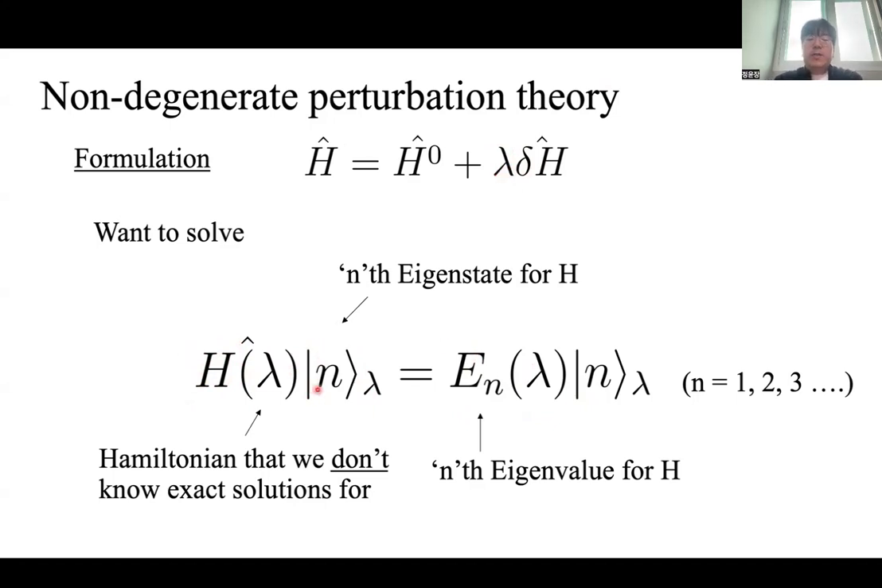I'm going to have my eigenstates. They're going to be first eigenstate, second eigenstate, third eigenstate for this operator. So that's why I'm using this letter n here. Those are also going to be a function of lambda. And then I'm going to also have an energy, E_n, which is also going to be a function of lambda, right?